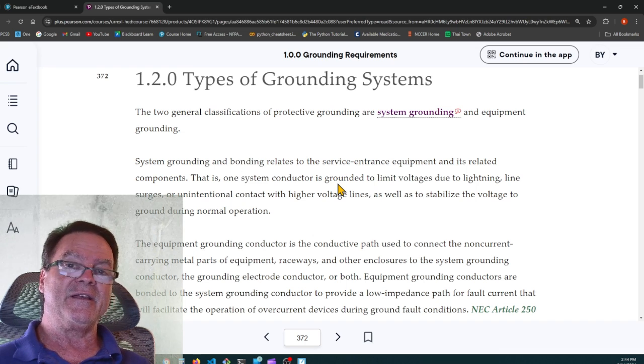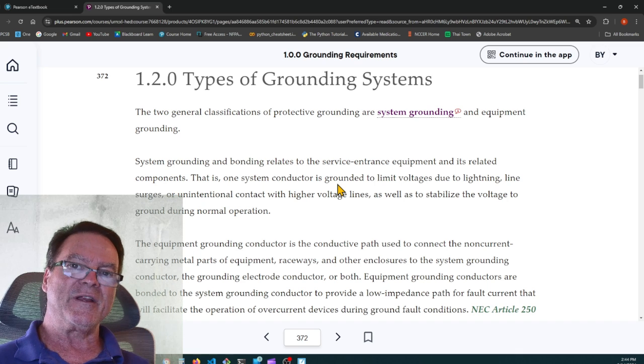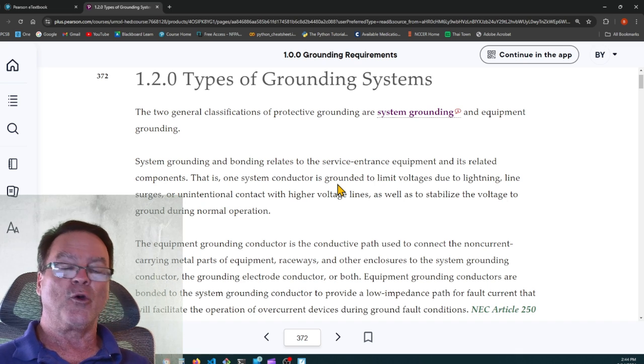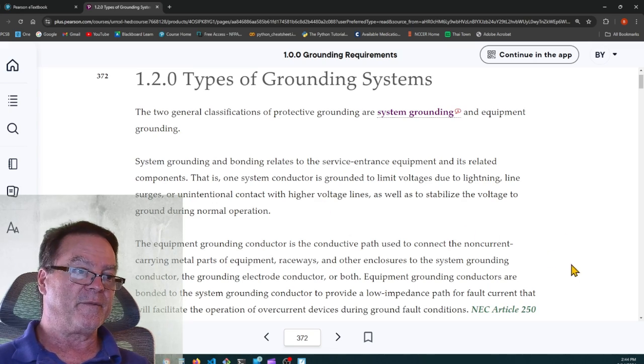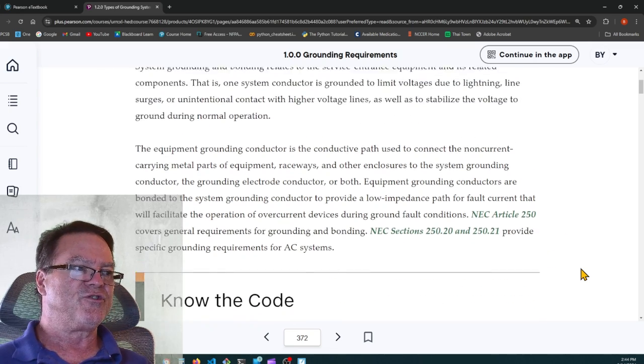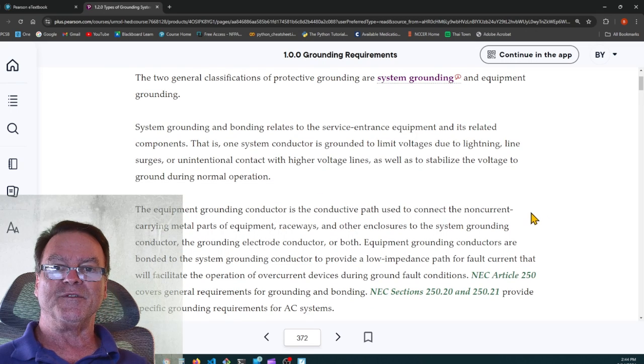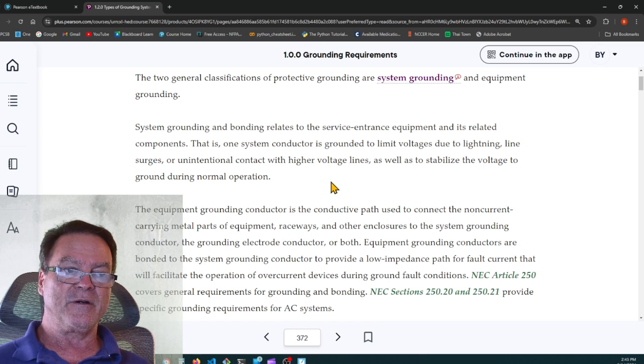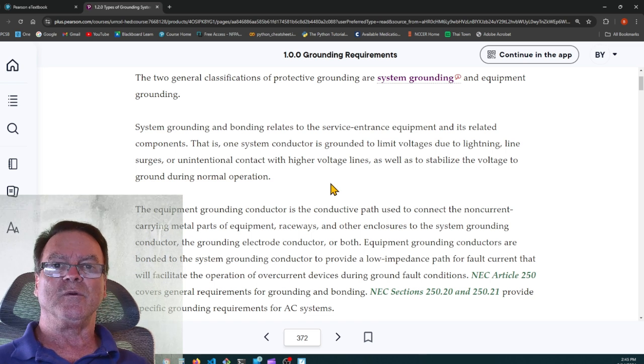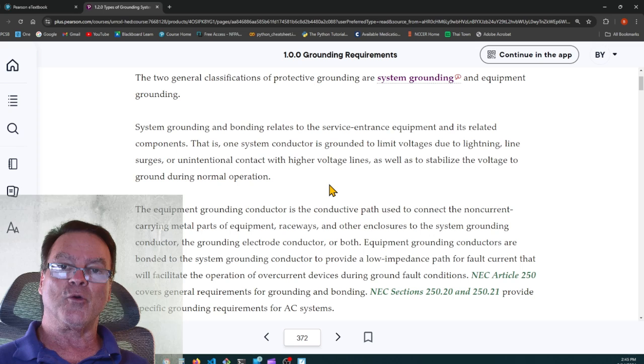Load side grounding is the equipment grounding conductors going to the equipment to facilitate a low impedance path for fault current. So 250.66 in the code book will deal with line side grounding, the grounding electrode conductor, and 250.122 will deal with the load side grounding, the equipment grounding conductors for equipment.